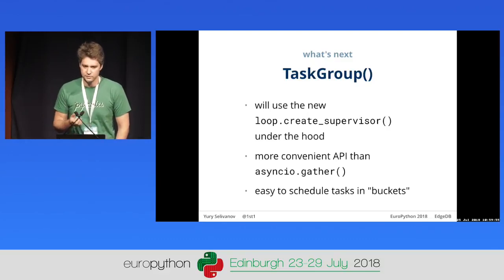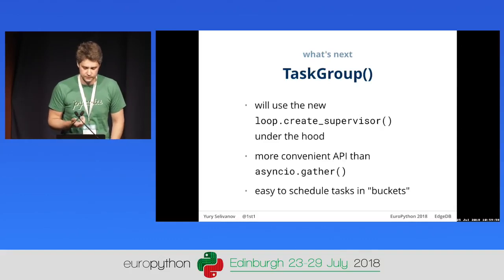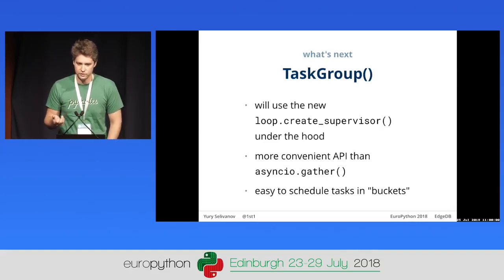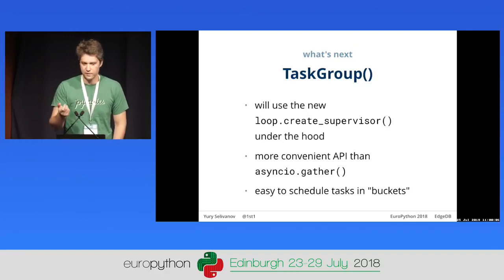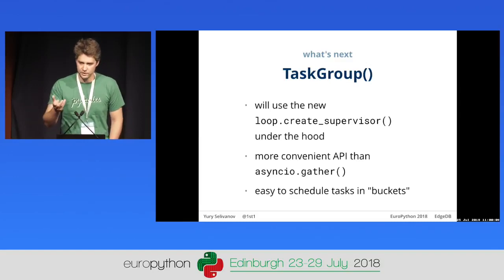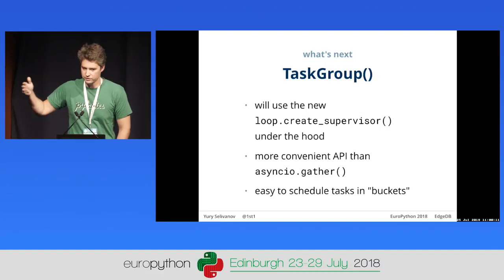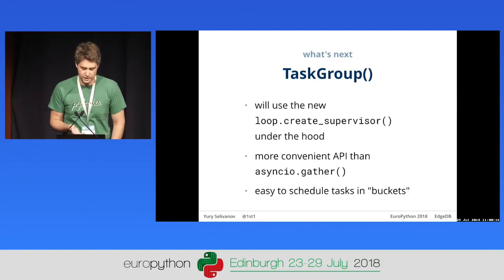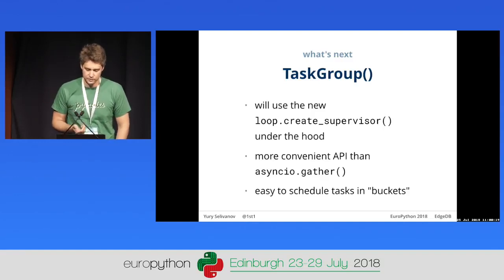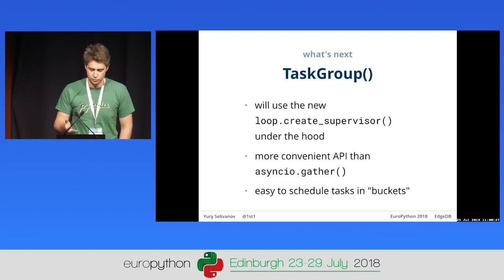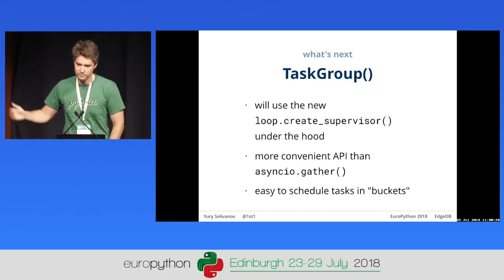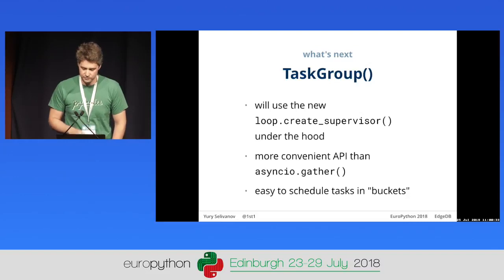It's more convenient than Gather. Gather has some very strange default config options. So for instance, by default, if you run five different asynchronous tasks with Gather and one of them fails, it will just propagate the exception and the rest of them will continue the execution, and those exceptions or results will just be lost. A lot of people just don't know about that, but it's pretty dangerous. You have to be careful when you use async IO Gather. And you can do more magic with task groups, like if you have a million tasks to execute, it would be unwise to push them all at once. You probably want to bucket them and execute them in portions.